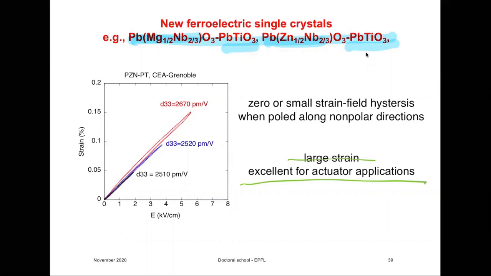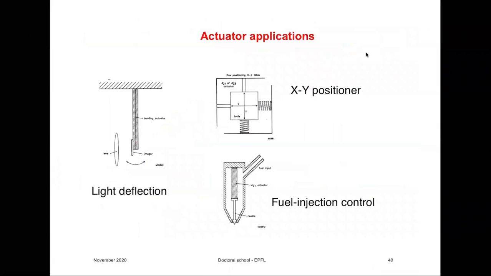You can also use ceramics for this. They will also have reduced hysteresis. There are many actuator applications. I cannot possibly go through all examples. To see different types of actuators, please consult this book by Kenji Uchino, Piezoelectric Actuators and Motors. But basically, you can use them for light deflection, laser light deflection, in optics. There you would use flexural actuators. Also for XY positioners, and for fuel injection control.